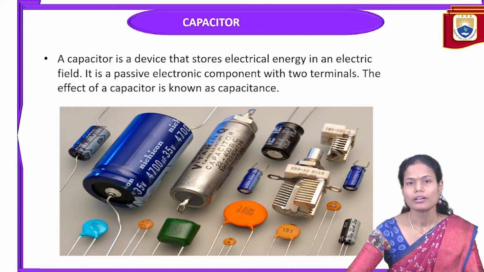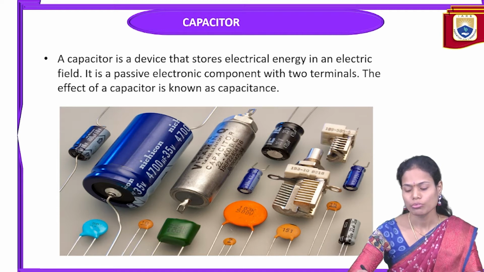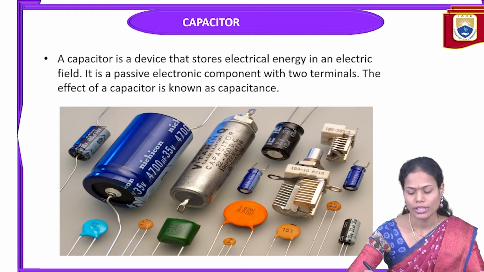Generally, a capacitor is a device which can be used to store electrical energy. That electrical energy is stored in the form of an electric field. We can call the capacitor a passive element or passive component, and it consists of two terminals. The effect of the capacitor we call capacitance. If we connect a capacitor with a battery, it is able to store charge in the form of an electric field. Here we can observe in the picture different types of capacitors.